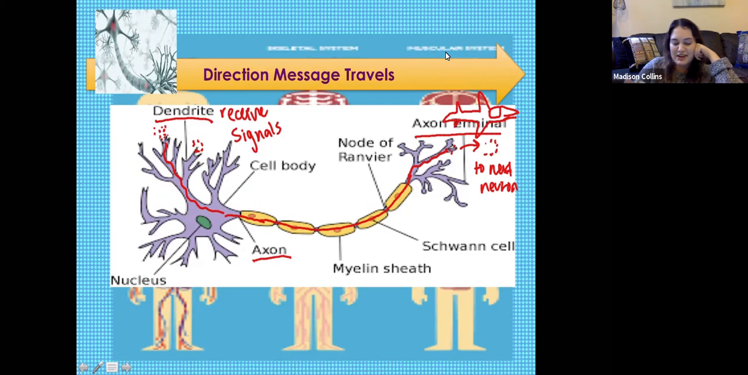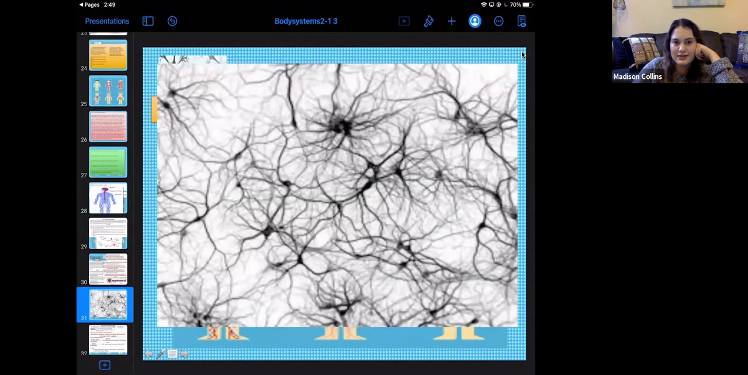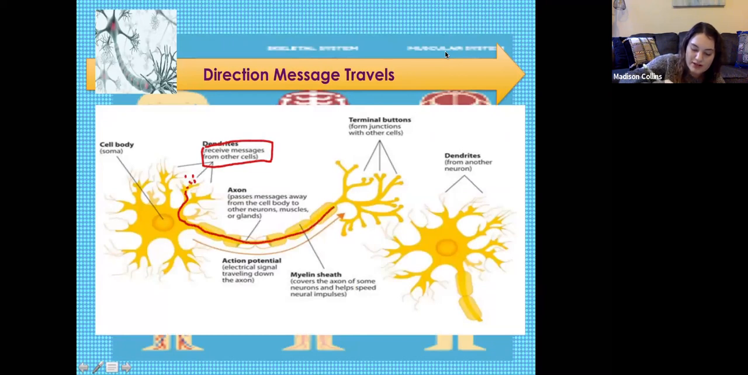Perfect. All right, I've got another image of what that looks like. So here is another picture, right? Same thing, the dendrites are going to receive messages from other cells. Those chemical signals will come into the cell and move along what we call the axon. So that axon passes messages from one side of the cell to the other. Then those chemical signals are going to go over to the terminal, the axon terminal, where those messages will actually shoot off to another nerve cell.